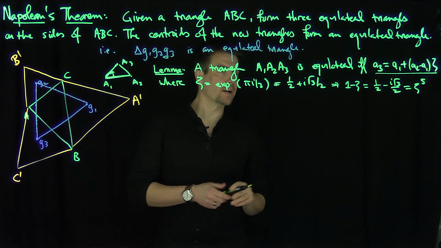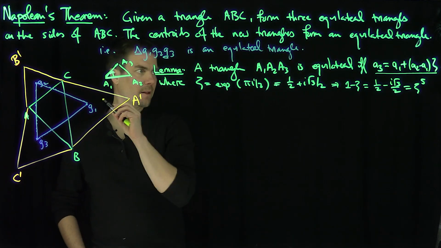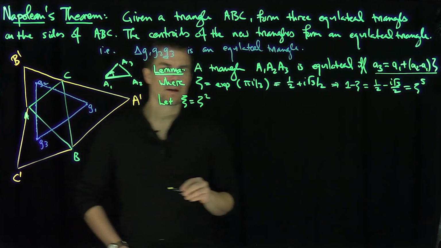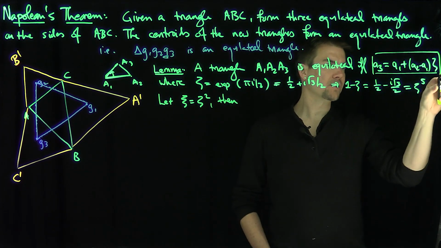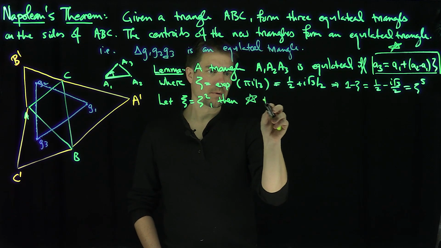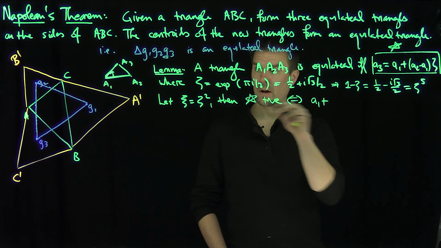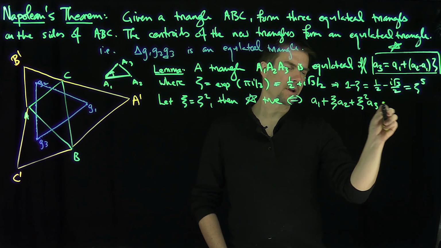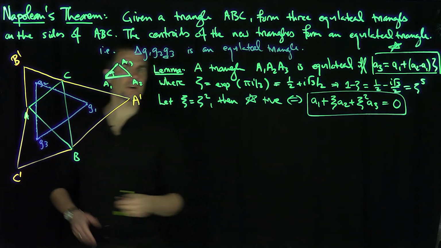Because now I claim that this is true if there's a certain relationship. The lemma is trivial. So if we let xc be zeta squared, then let's box this star. Star is true if and only if a1 plus xc a2 plus xc squared a3 is equal to 0. This is the condition we're going to use in Napoleon's theorem.